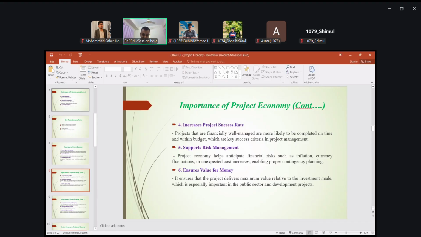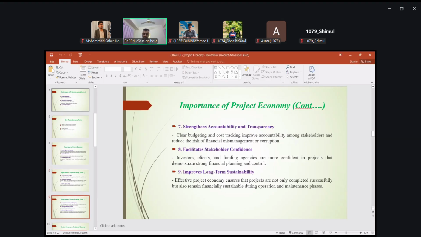It ensures value for money. It ensures that the project delivers maximum value relative to the investment made, which is especially important in the public sector and development projects. Then we talked about strengthening accountability and transparency. Clear budgeting and cost tracking improve accountability among stakeholders and reduce the risk of financial mismanagement or corruption.